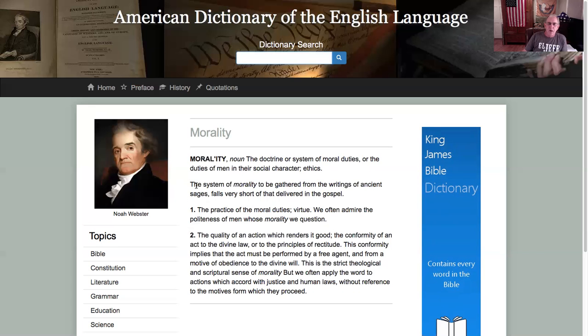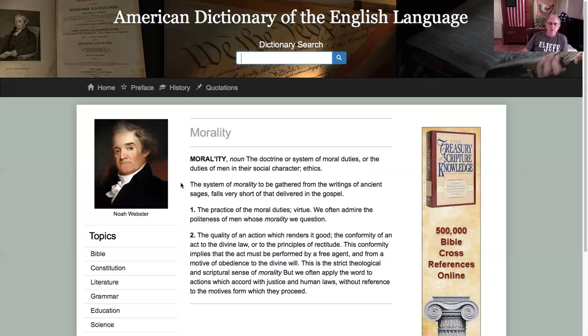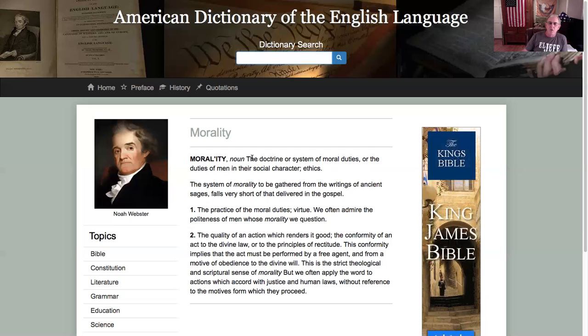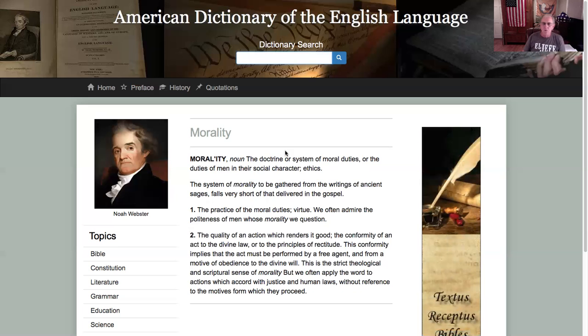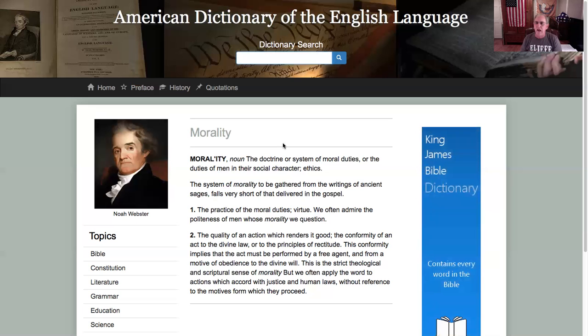The system of morality to be gathered from the writings of ancient sages falls short of that delivered in the gospel. Morality: the doctrine or system of moral duties, or the duties of men in their social character, and ethics. So morals is the social well-being, and you're duty bound to live a certain way in society. That's why we have laws to put you in jail.